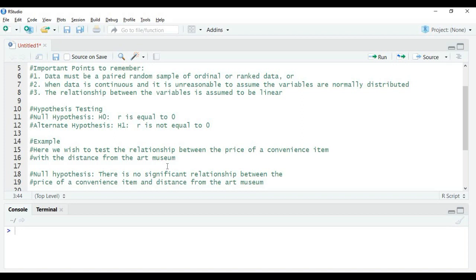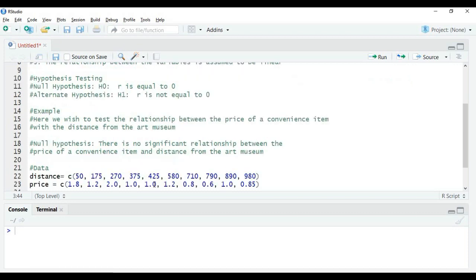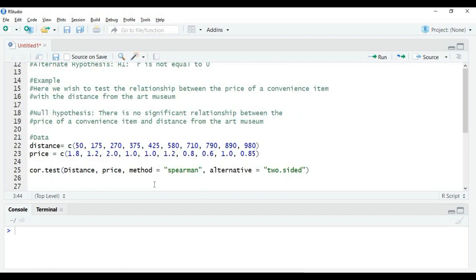The null hypothesis here is that there is no significant relationship between the price of a convenience item and distance from the art museum. That is to say, our rho is equal to 0. Obviously the alternate hypothesis would be that there is a significant relationship. So let's create our data. I have created two vectors, distance and price. Once these two vectors are created, we run our correlation test.